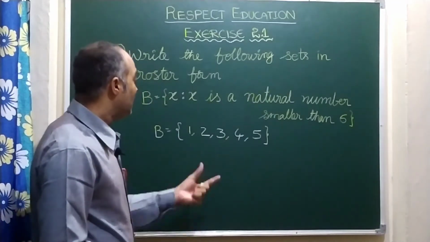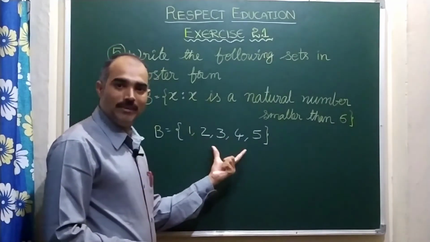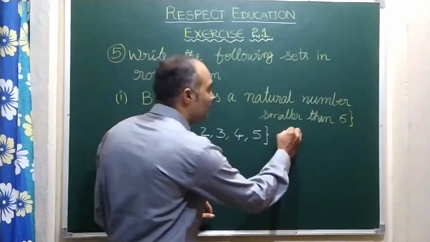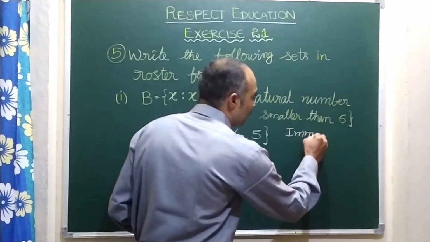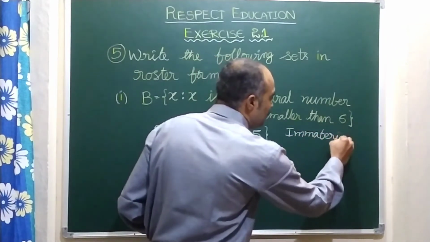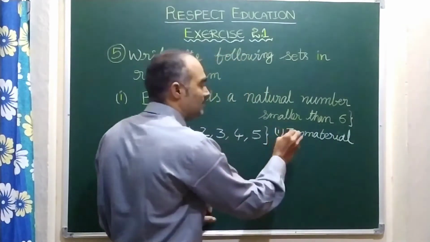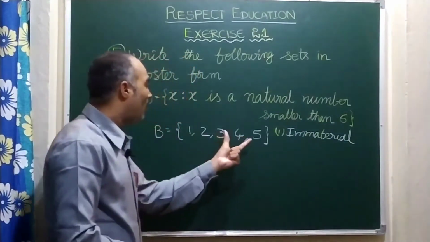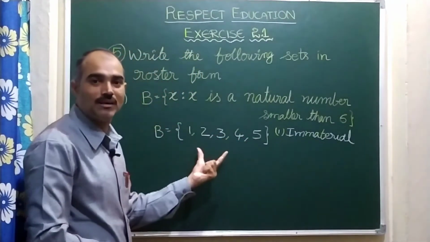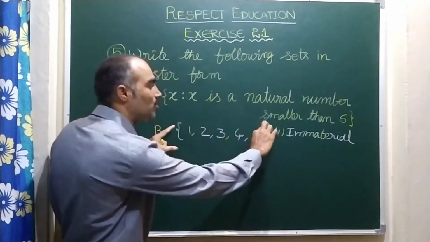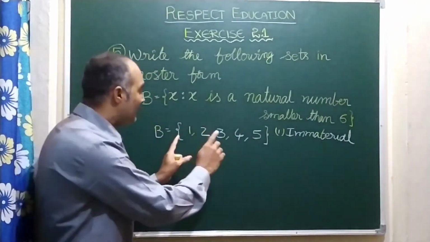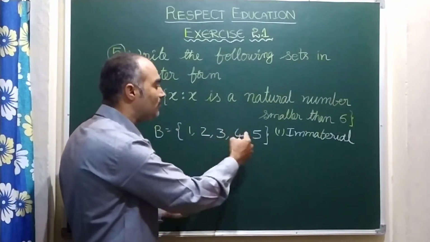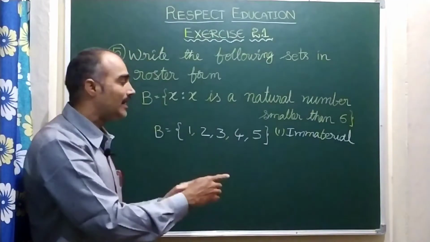That thing is that the order of elements in roster form is immaterial. The meaning of immaterial is it is not to be given that much importance. What is not to be given importance? The order of writing elements is not compulsory, that we need to write only 1, 2, 3, 4, 5. It is not compulsory, children. Even you can alter the values. But the thing is that you should use 1, 2, 3, 4, 5, these numbers only. But you can write however you want.